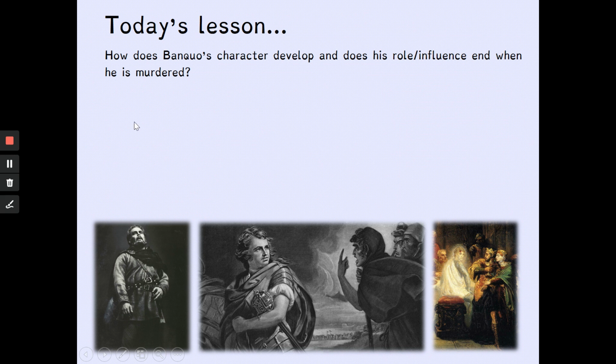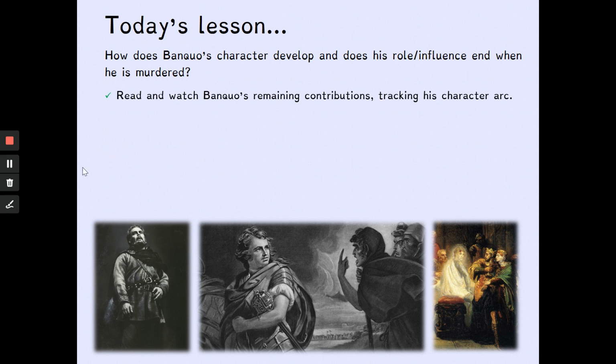Okay, in today's lesson, we have a central question to answer, and that is, how does Banquo's character develop, and does his role or influence end when he is murdered? As I just alluded to, even though he's going to die relatively soon within the play, we wonder whether his influence on the action that follows disappears altogether, or whether it lasts throughout the play and possibly beyond. So in answering that question, we're going to read and watch Banquo's remaining contributions, tracking his character arc. If you're not sure what a character arc is, don't worry, we'll come back to that later.